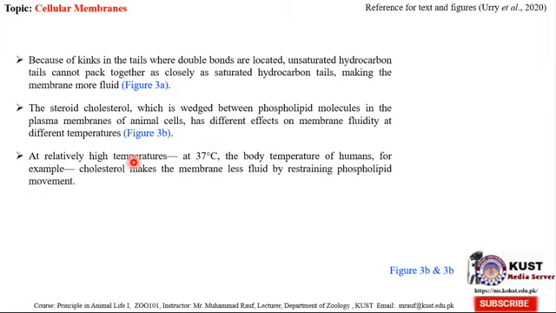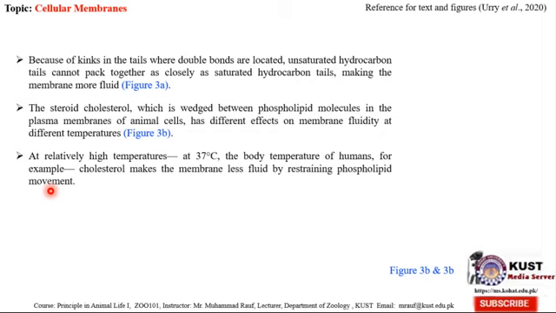At relatively high temperature, that is at 37 degrees centigrade, which is the body temperature of humans, for example, cholesterol makes the membrane less fluid by restraining phospholipid movements. So not only the presence of saturated and unsaturated tails, but also the movement of the individual phospholipid molecules determines the level of fluidity to a certain extent.